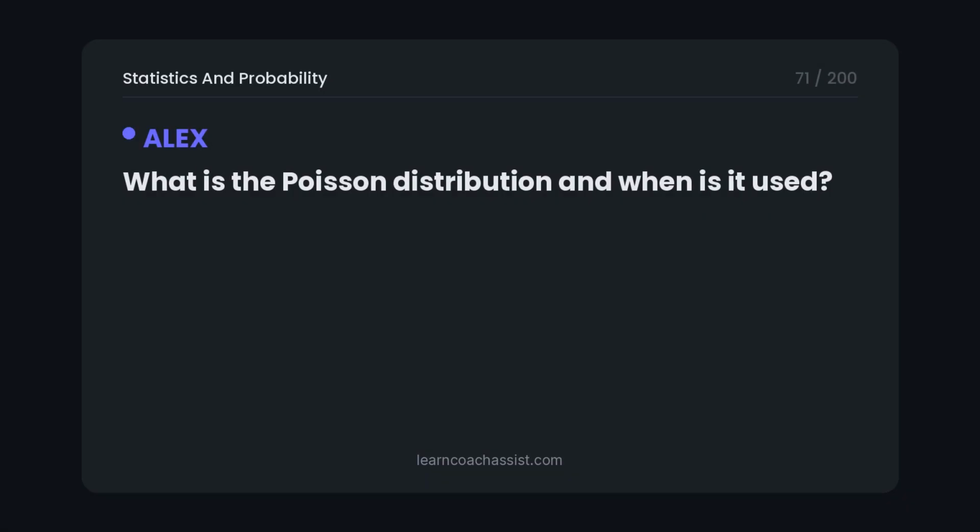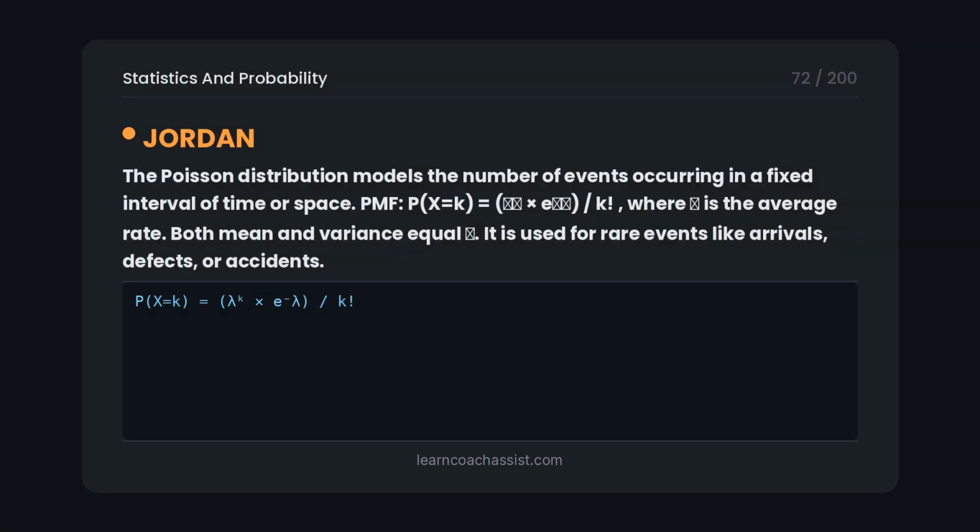What is the Poisson distribution and when is it used? The Poisson distribution models the number of events occurring in a fixed interval of time or space. PMF: P(X = k) = λ^k e^(-λ)/k!, where λ is the average rate. Both mean and variance equal λ. It is used for rare events like arrivals, defects, or accidents.